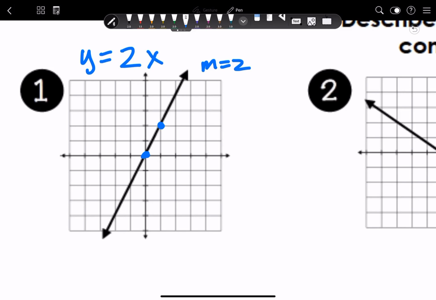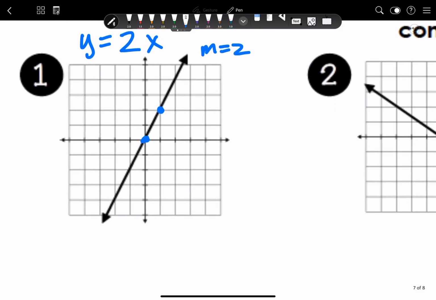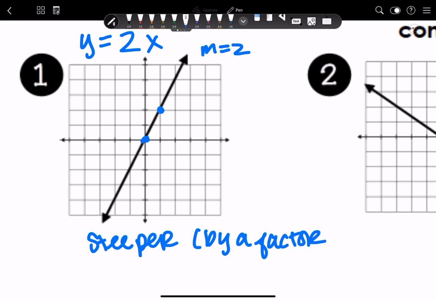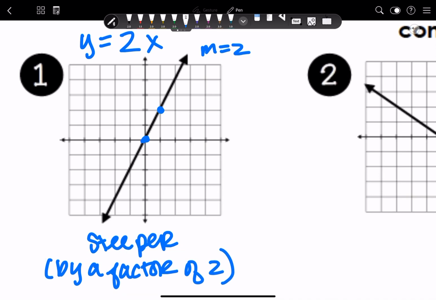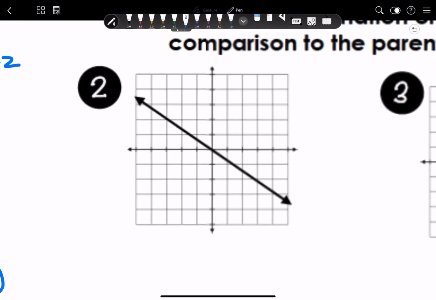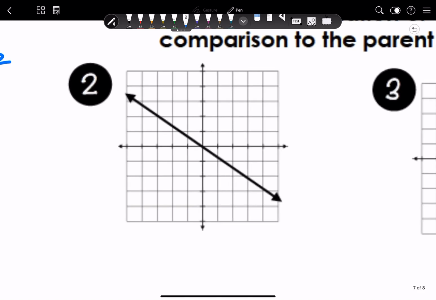It's not a reflection since it's going up the hill, it's positive. It is going to be steeper compared to the parent function. And if you want, you can say by a factor of 2. All right, so let's try the next one here. Okay, so let's do number 2. This one's still going through the origin. Okay, so they're kind of keeping it easy for us.